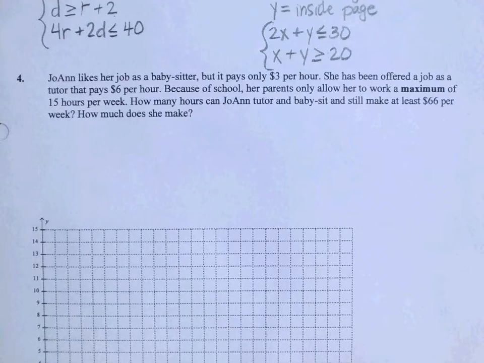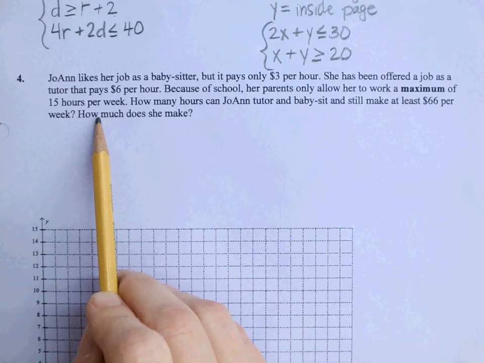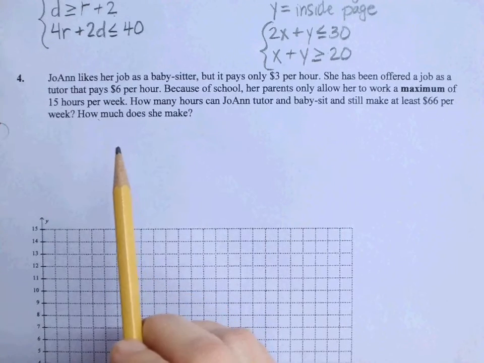So for number 4, we have Joanne likes her job as a babysitter, but it pays only $3 per hour. She's been offered a job as a tutor that pays $6 per hour. Because of school, her parents allow her to work a maximum of 15 hours per week. How many hours can Joanne tutor and babysit and still make $66 per week? And how much does she make? So we're going to come up with a sample solution here at the end. But let's go ahead. Like I said, we're going to get started.